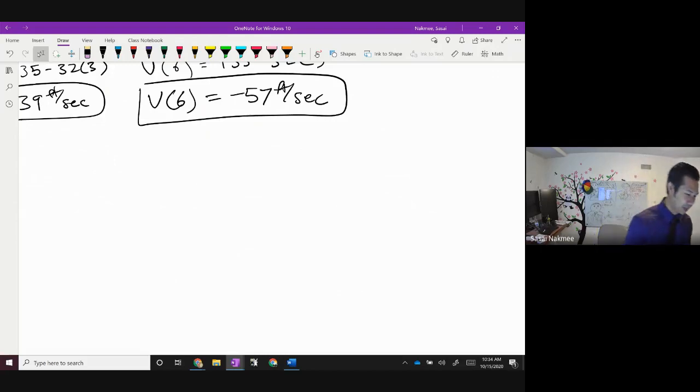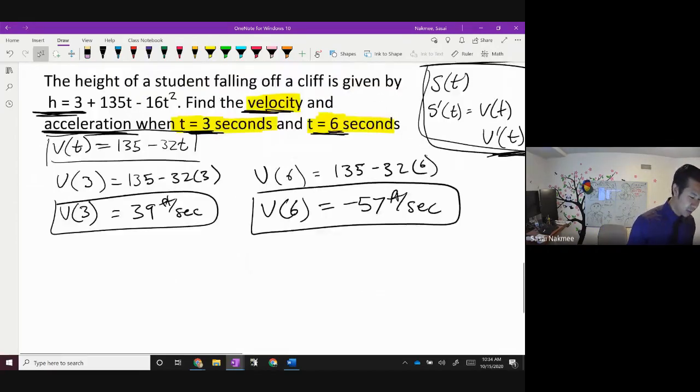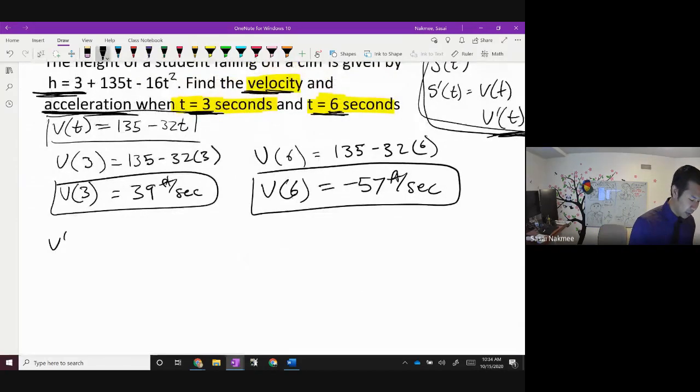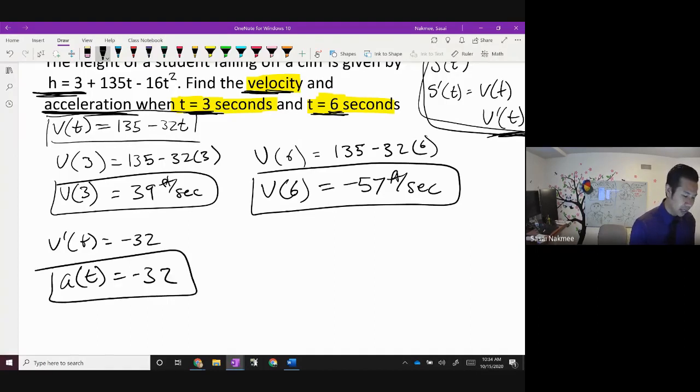Oh, I should finish off this problem, shouldn't I? The derivative of velocity then, right? The derivative of velocity is going to equal the derivative of 135, which is just 0. The derivative of negative 32t is just going to be negative 32, which means the acceleration is equal to negative 32. The acceleration is a constant, isn't it?